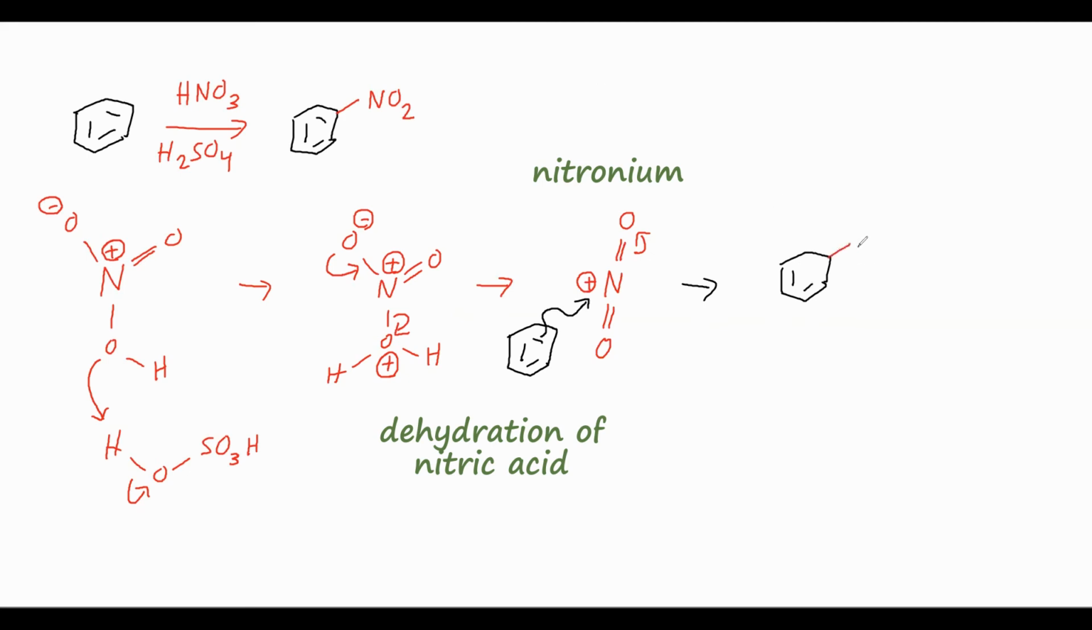And again, we'll need some sort of base to take off this hydrogen. In this case, the most basic thing will probably be the water that we just produced. So we can have this water molecule come in, take off the hydrogen. Just like before, this bond will swing down to the ring to restore aromaticity and give us nitrobenzene, which is our substituted product.